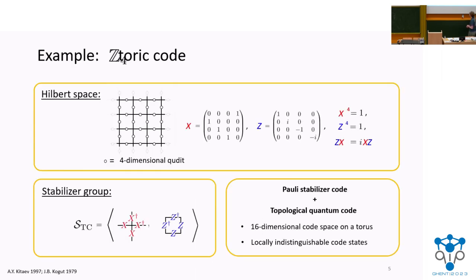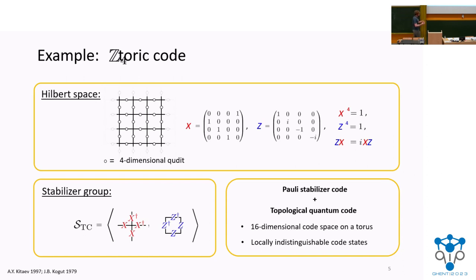As promised, the Z4 toric code. The Z4 toric code is defined on a square lattice with a four-dimensional qubit at each edge. The operator algebra of each four-dimensional qubit is generated by a generalized Pauli X operator and a generalized Pauli Z operator. These satisfy the relations shown on the far right. The stabilizer group of the Z4 toric code is generated by two types of stabilizers. There's a vertex stabilizer, which is a product of Pauli X operators around a vertex, and a plaquette stabilizer, which is a product of Pauli Z operators around a plaquette.